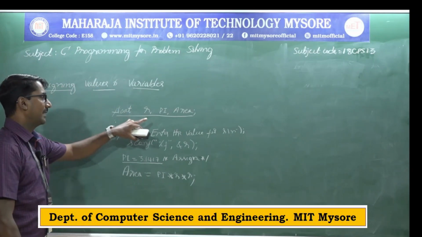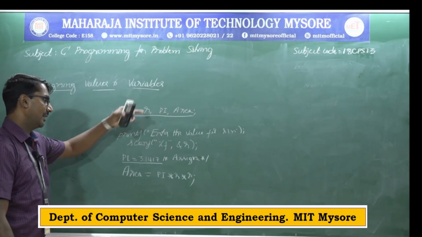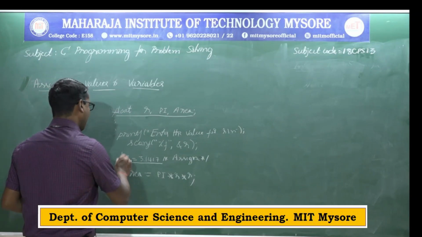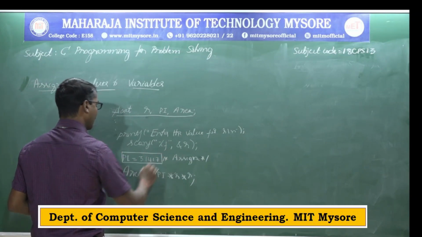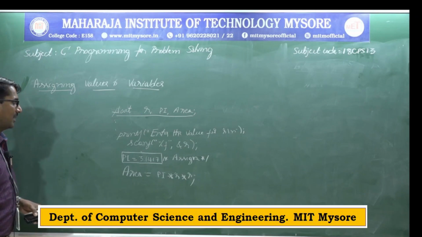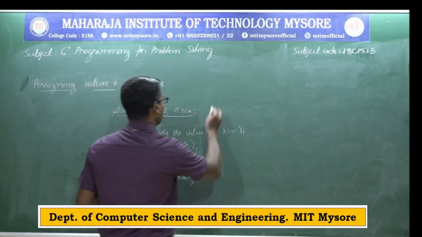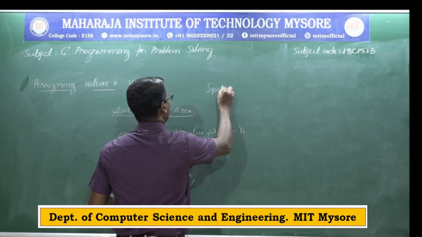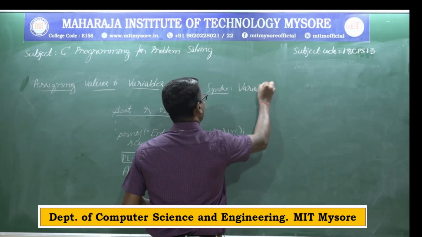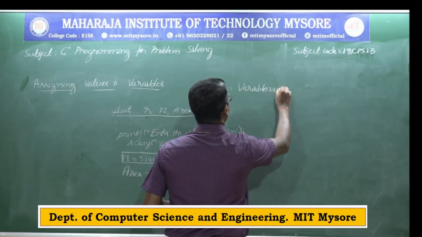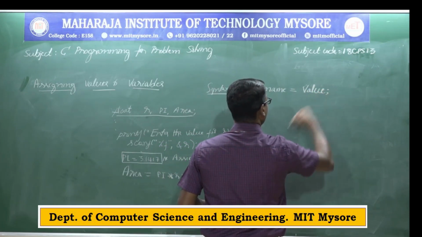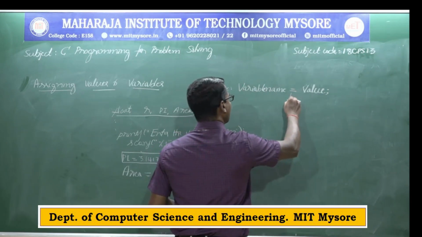It is not mandatory to initialize the variable during variable declaration. So you can initialize as soon as you require. Here I have assigned the values to the variable in between the program. This process is called assignment. So assignment operation is performed by using the syntax: variable name is equal to value. This is the assignment operator.